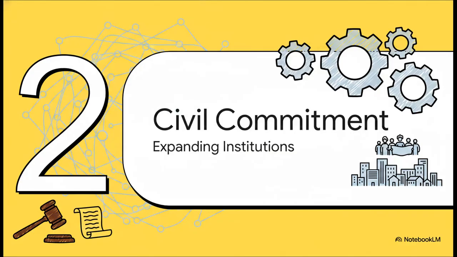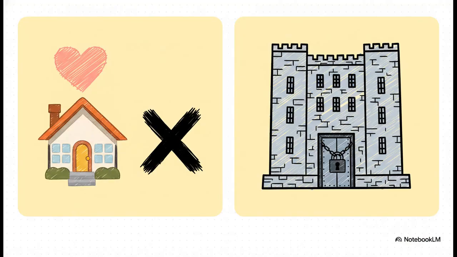Moving on to Section 2, expanding civil commitment. American policy has long used moral judgment to ration care. Historically, poverty became laziness, addiction became a crime, and money moved from treatment straight to punishment. We see echoes of this in the 2025 Executive Order on Homelessness and Public Safety.